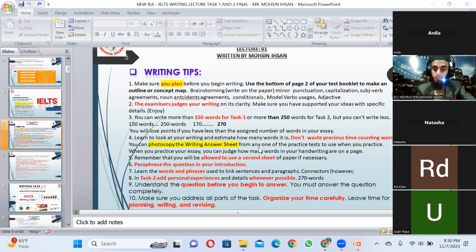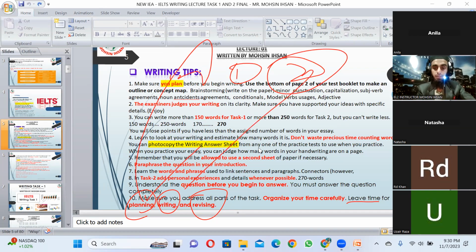Okay, next, you are supposed to organize your time carefully. Leave some time for planning, for writing, for revising, right? Planning means brainstorming. One minute or at least 2 minutes must be for your brainstorming.